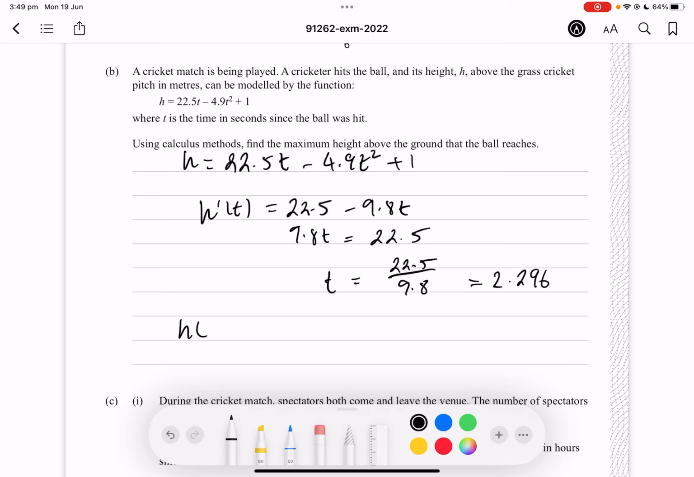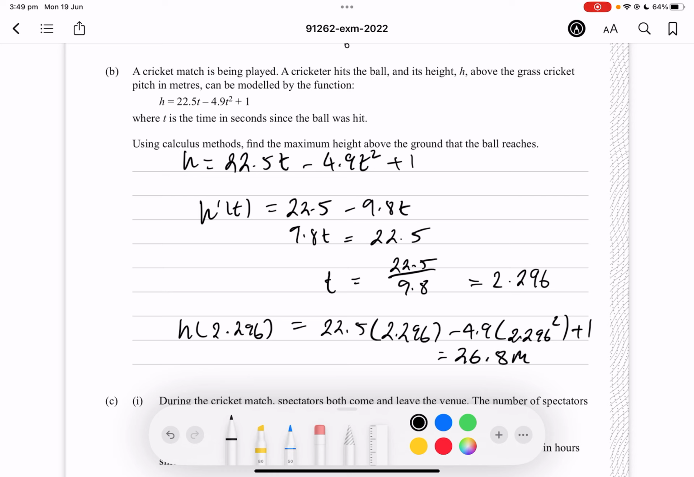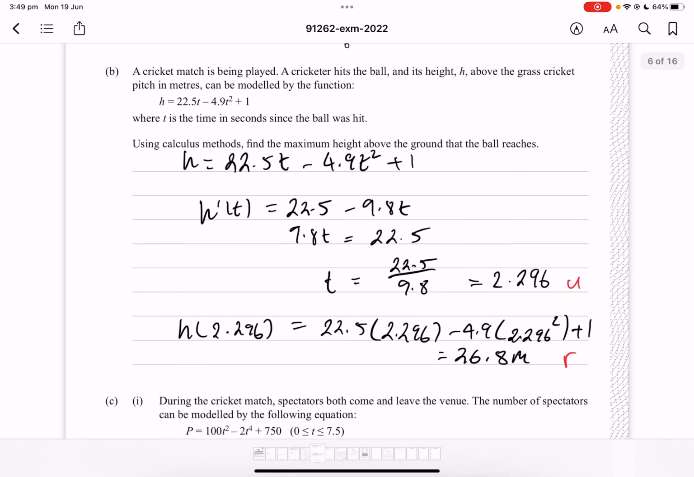And now all we need to do is substitute back into the original equation. So we have h of 2.296 equals 22.5 times 2.296 minus 4.9 times 2.296 squared plus 1. And that should give us an answer of 26.8 meters. And this is a merit level question if you can find the answer. And if you can find the time, so the time of 2.296, that is an achieved level grade here.